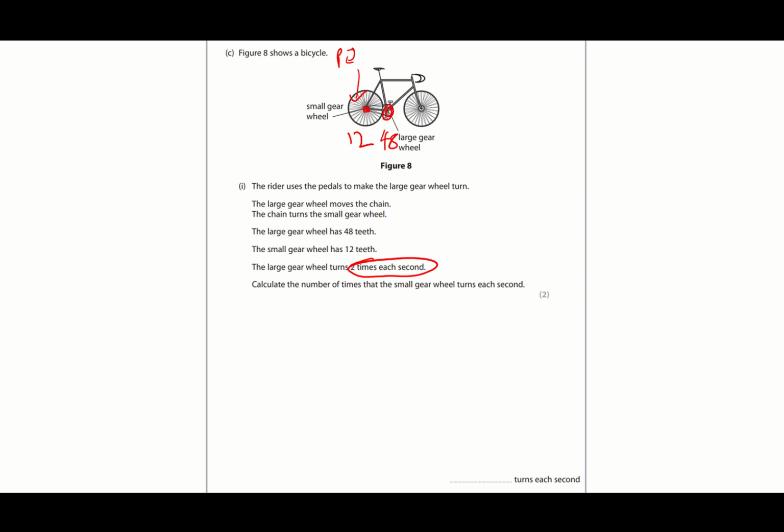Calculate the number of times that the small gear will turn. Find your gear ratio: 48 to 12 simplifies to 4 to 1. I know the small one is going to rotate more often, so I just need to times by 4. So 2 times 4 equals 8. It's going to turn 8 times per second. Always get into that idea that going from a big gear to a small gear, the rotations go up and the torque goes down.